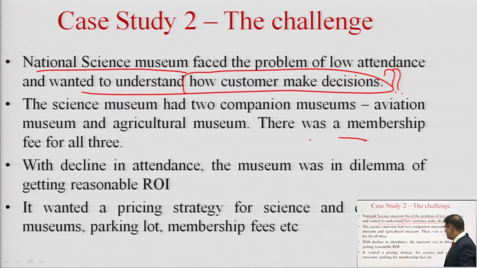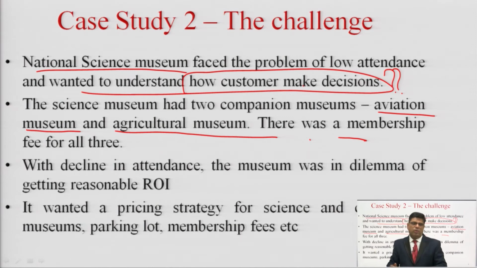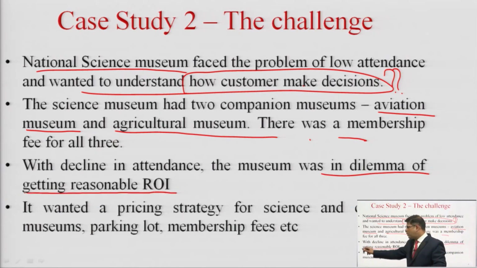The Science Museum had two companion museums also. In addition to the Science Museum, there was an Aviation Museum as well as an Agricultural Museum. There was a membership fee for all the three. So, this is the scenario right now. With the decline in attendance, the museum was in a dilemma of getting reasonable ROIs.